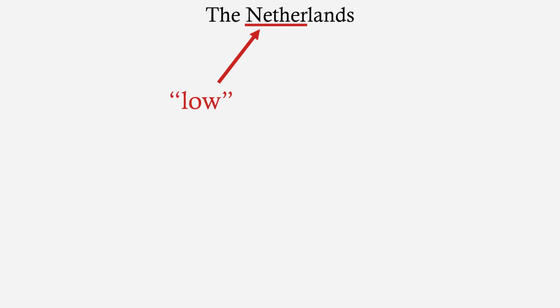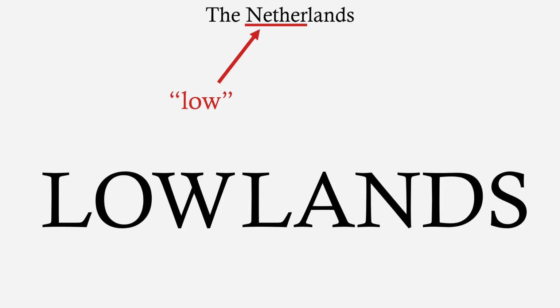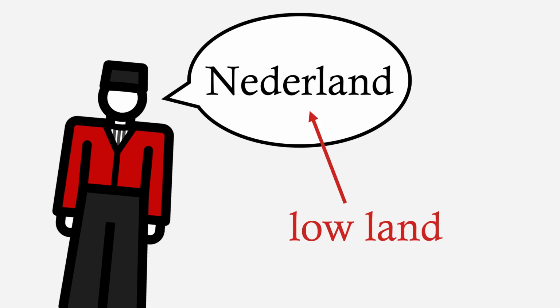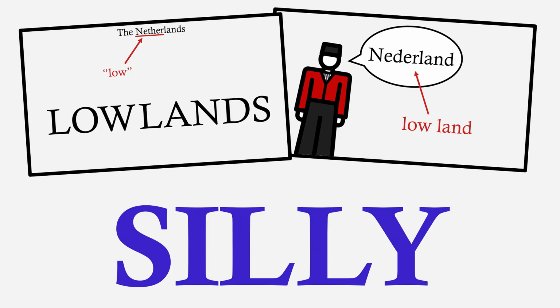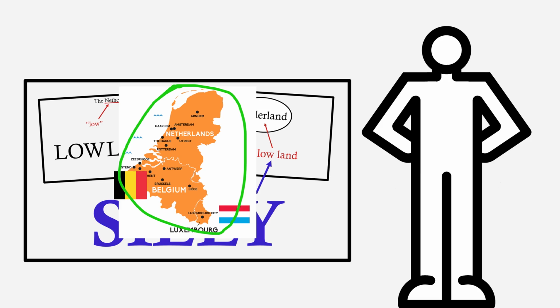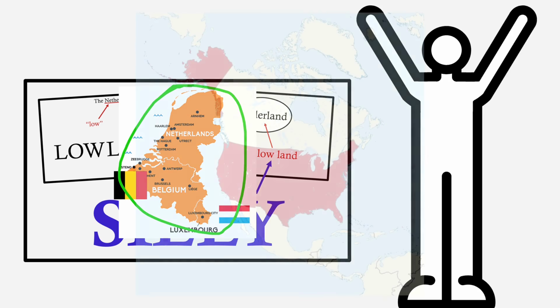Well, nether means low, they're the lowlands. In fact, they have such low elevation that great amounts of the country are below sea level. In Dutch, the country is also called Nederland, the lowland. But really, that's silly, because it's not the only lowland, and the Low Countries don't just include the Netherlands. There's Belgium and Luxembourg as well. It's a whole geopolitical region. It's like if someone named their country after the whole continent they happen to be in. I couldn't imagine anyone ever doing that.